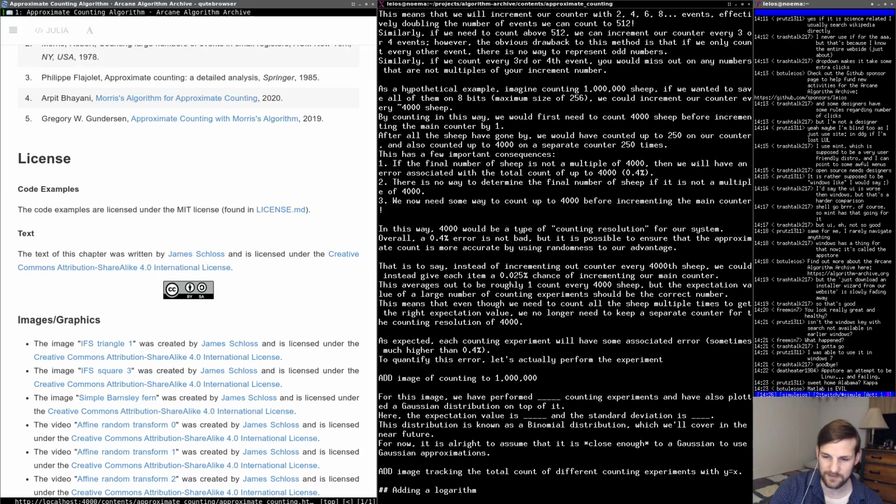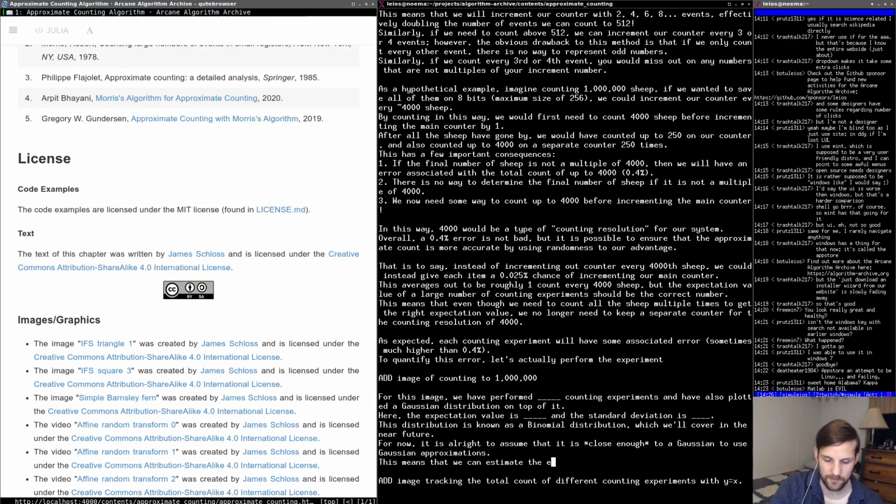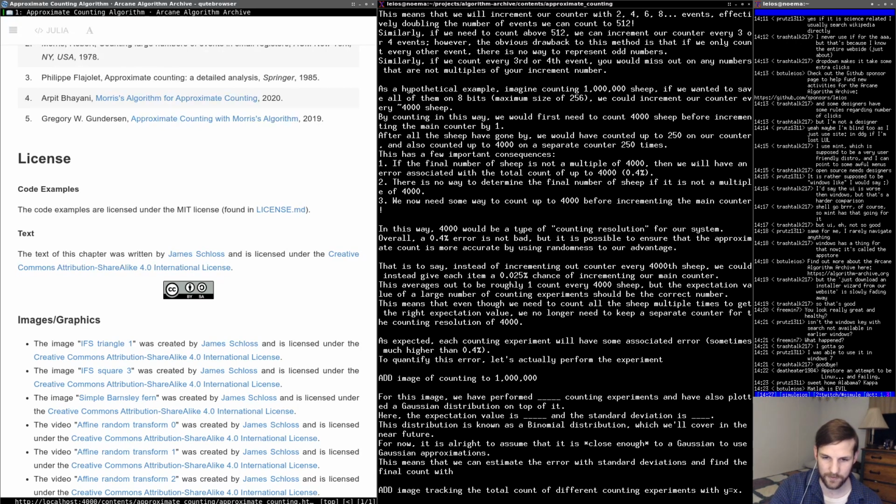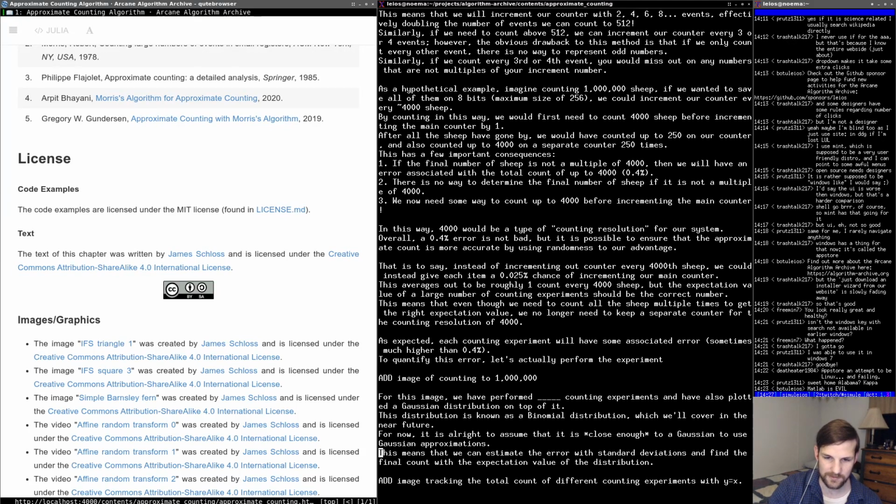So yeah, and so here I think I want to say something like, for now, it's all right to assume that that is close enough to Gaussian to use Gaussian approximations, and this means that we can estimate the error with standard deviation, and find the final count with the expectation value of the distribution. And then here, the expectation value is this. Standard distribution is this.